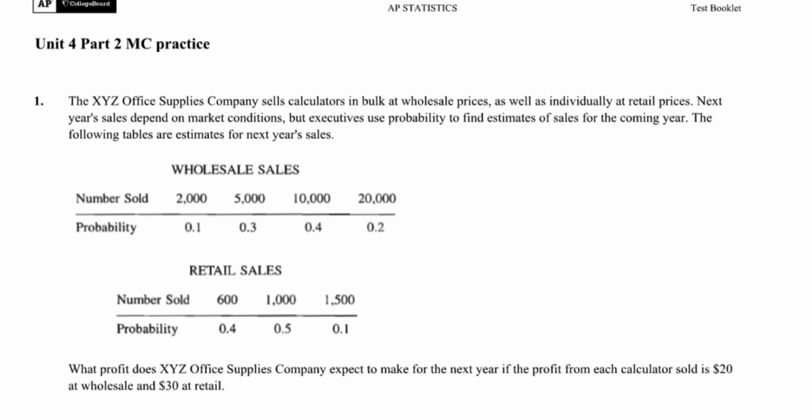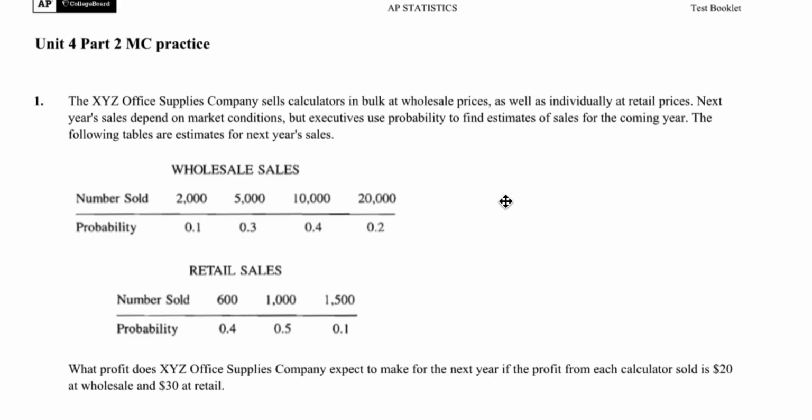Okay, so we're given two separate distributions, wholesale sales and retail sales, each with probabilities. We want to find the expected total profit. First, focus on wholesale. To find expected value, we do sum of value times probability. So for wholesale, 2,000 times 0.1 plus 5,000 times 0.3 plus 10,000 times 0.4 plus 20,000 times 0.2. When you calculate that, you get the expected number of wholesale units. Then multiply that by $20 profit per unit.